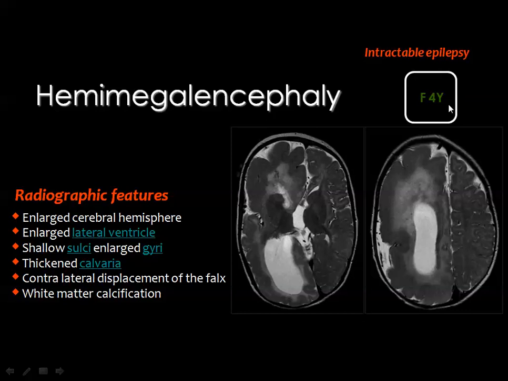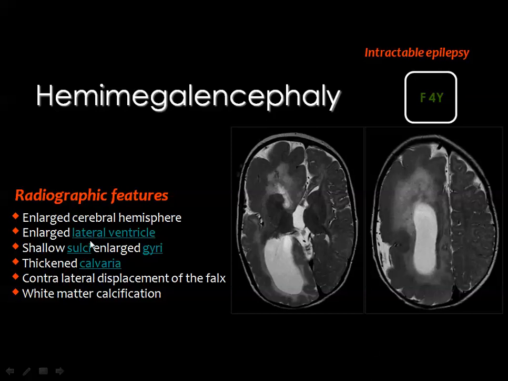By the age of 4 years, there should be full myelination of the white matter, and it will appear dark in the T2 weighted images, as you can see here. But the white matter of the affected hemisphere looks bright due to the presence of abnormalities in the white matter.